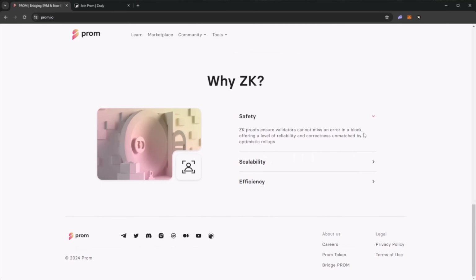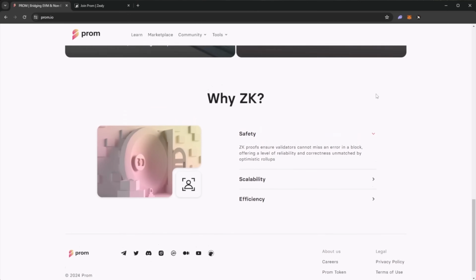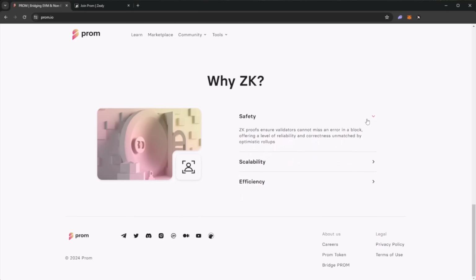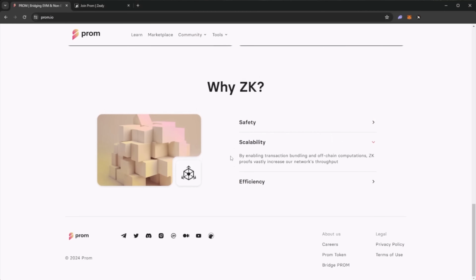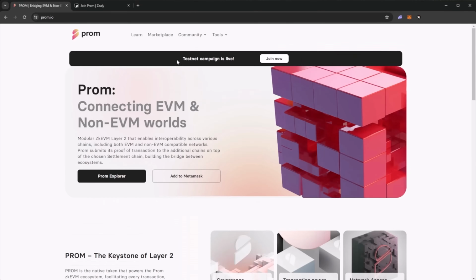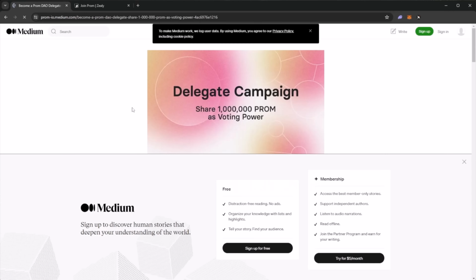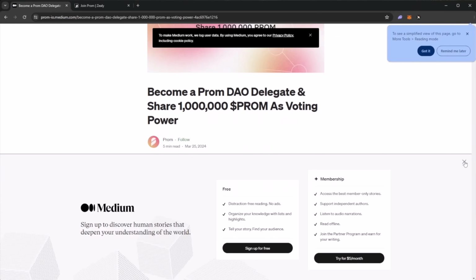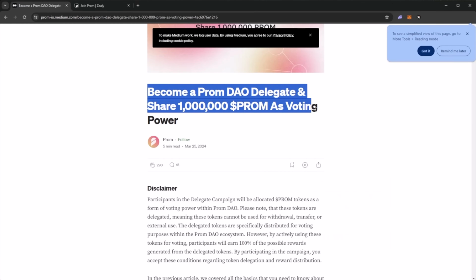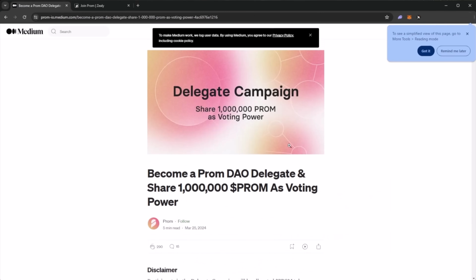So Prom also recently announced a strategic alliance with DWF Labs, alongside the first ever investment of their managing partner, Adriel Gretchev, a commitment to innovation and a long-term collaboration. So of course, why ZK? You're using this for safety, scalability, and efficiency. We can learn about Prom here. We have some details. You can become a Prom DAO delegate and share 1 million Prom as voting power.